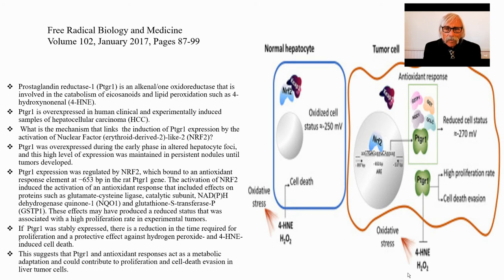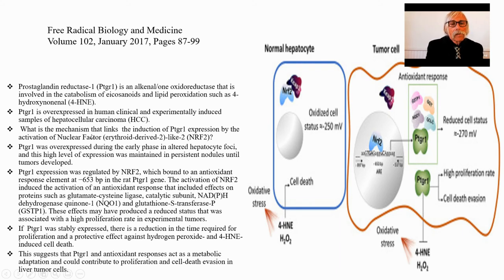Oh, interesting, right? So there's a normal hepatocyte. It's considered an oxidized cell with the membrane showing a status of about 250 millivolt. Remember that when we talked about the membrane potential, right? I always want you to remember all the lectures I gave you. And this 4-HNE, and of course hydrogen peroxide, is going to cause oxidative stress, and it can cause actual cell destruction, right? Cell death, usually from a programmed cell death pathway because of HNE and hydrogen peroxide.